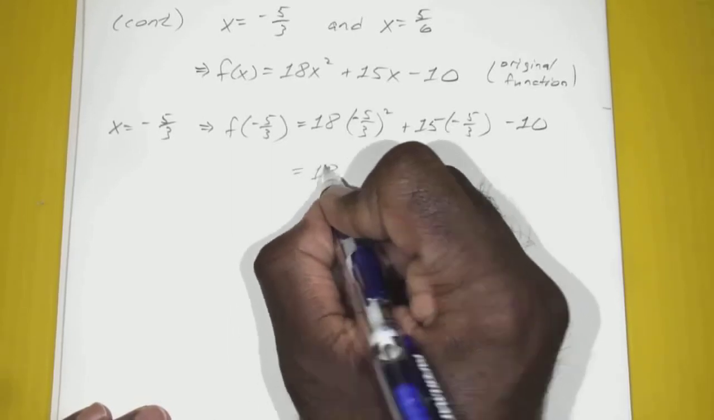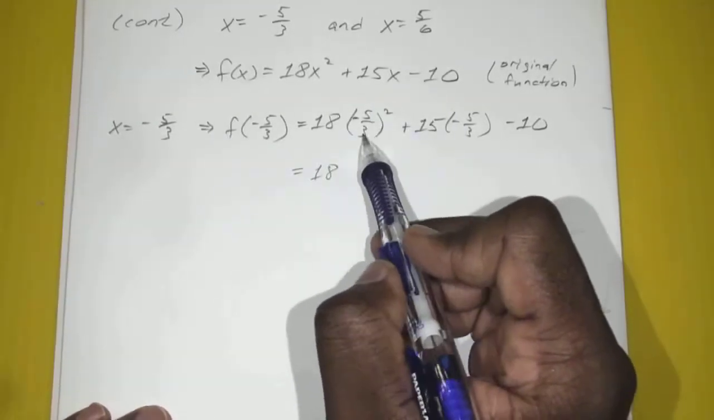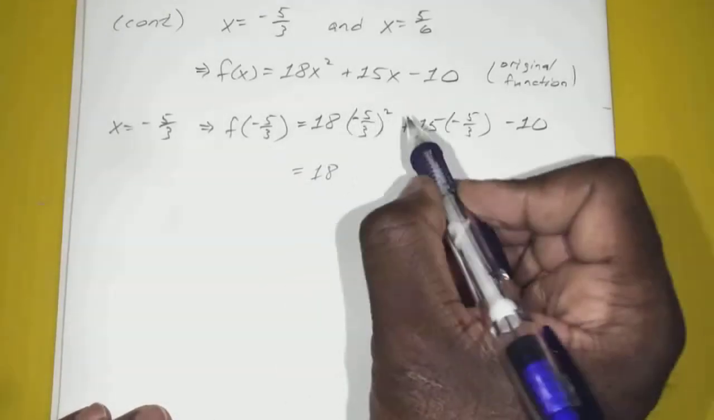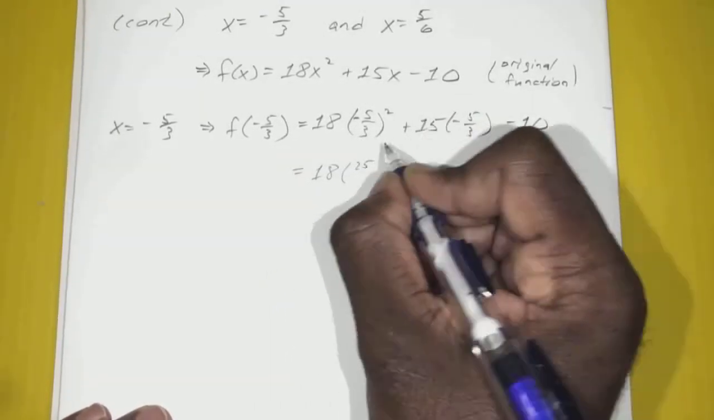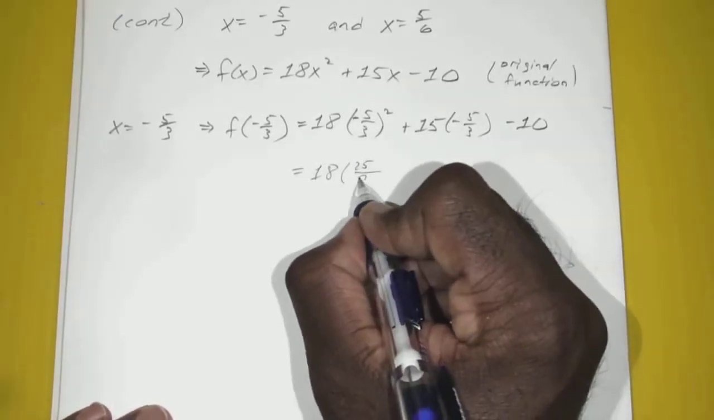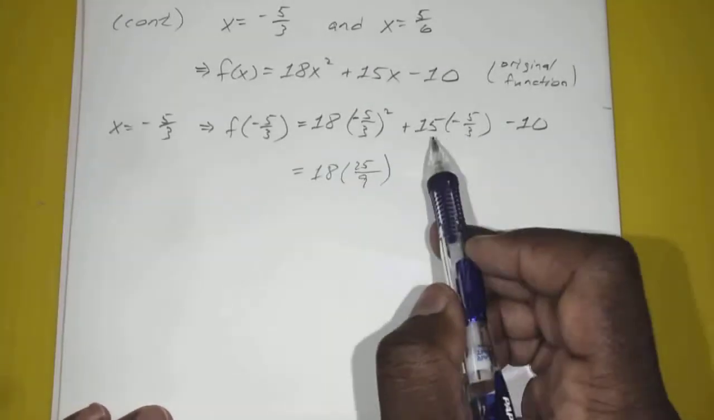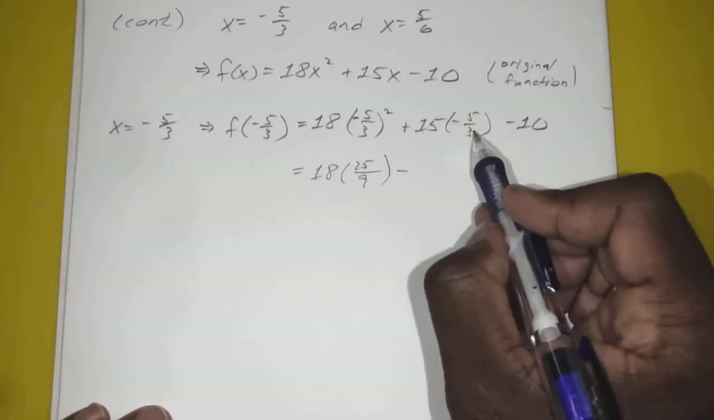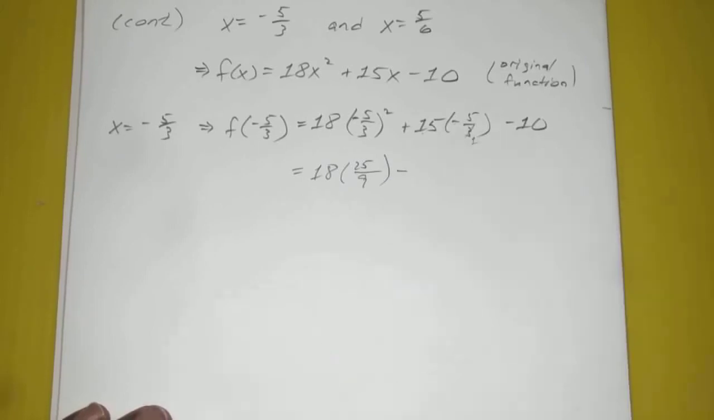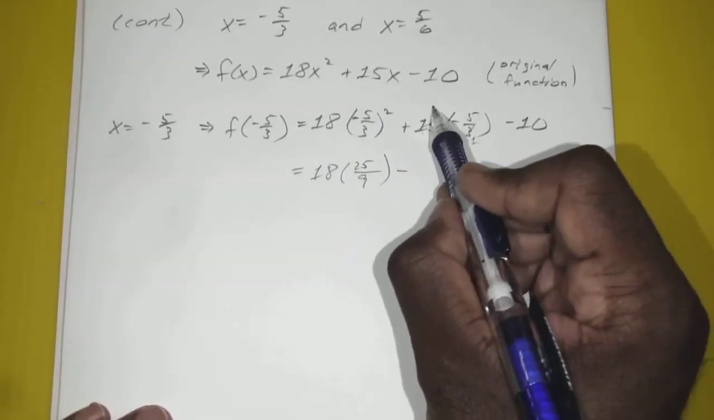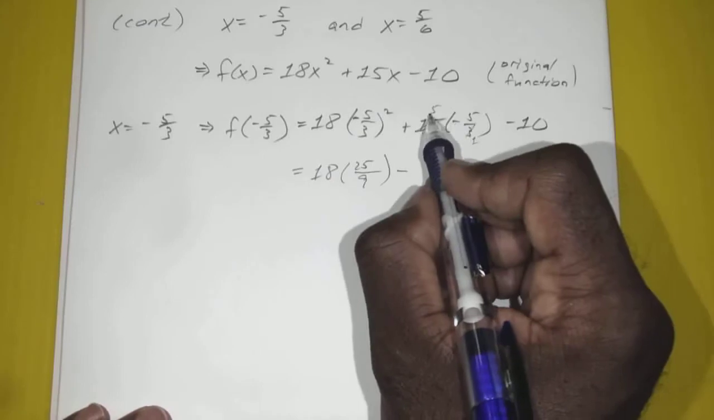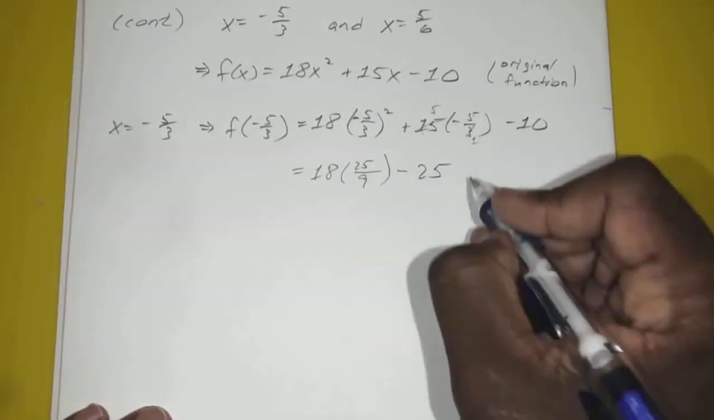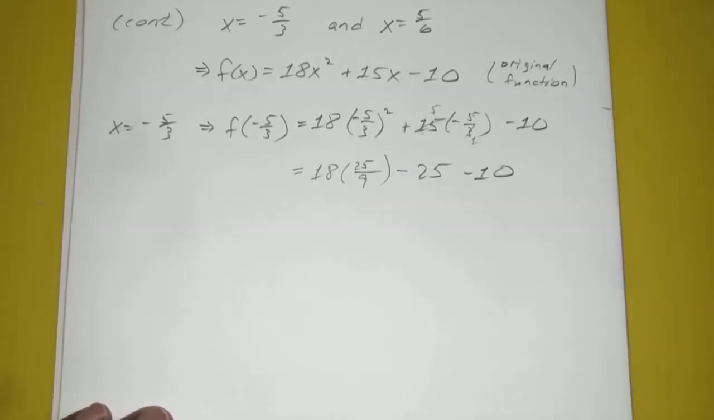Okay, so if we simplify this, negative 5 over 3 squared, negative times negative will give us positive. So we have 5 squared, which is 25, over 3 squared, which is 9. Positive times negative is negative, so we know that's going to be negative. 3 goes into 3 one time. 3 goes into 15 5 times. So we have negative 5 times 5, which is negative 25, minus 10.